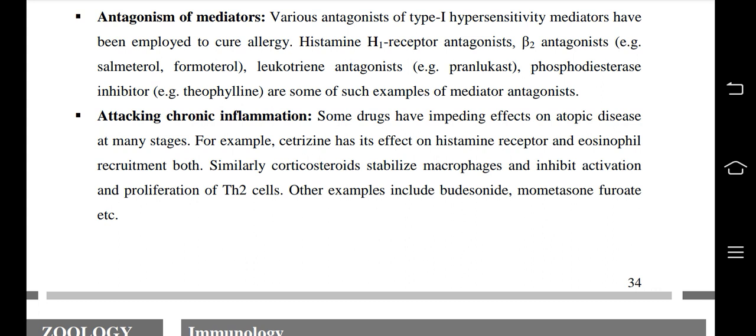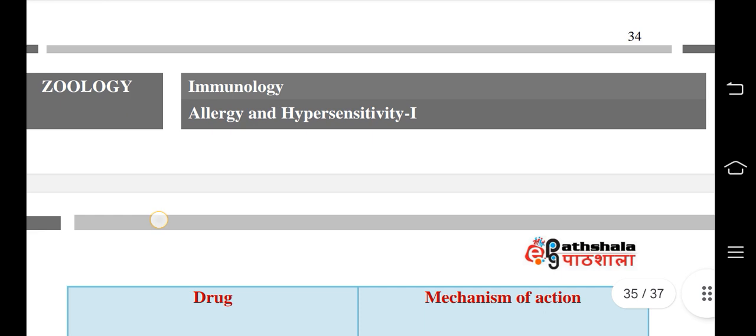Some drugs have impeding effects on atopic disease at many stages. For example, cetirizine has its effect on both the histamine receptor and eosinophil recruitment. Similarly, corticosteroids stabilize macrophages and inhibit activation and proliferation of Th2 cells. Other examples include budesonide and mometasone furoate.